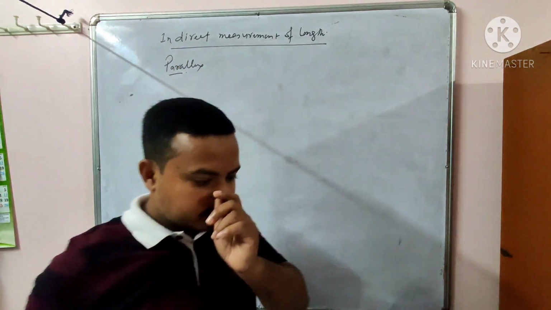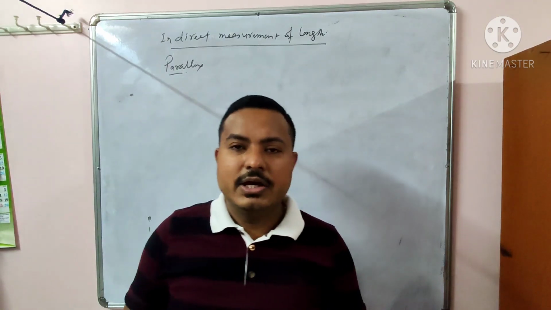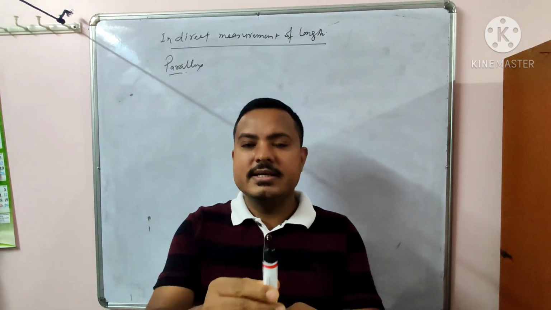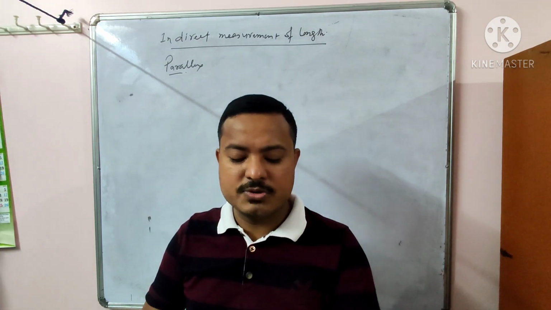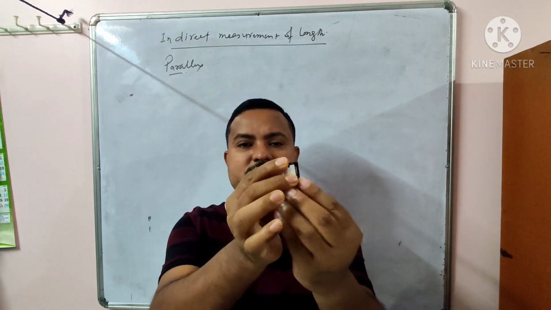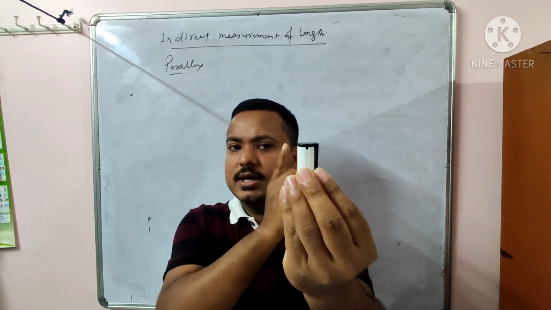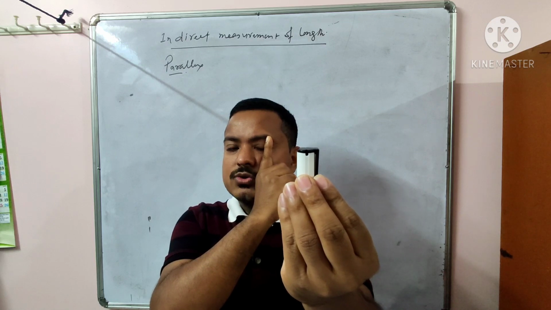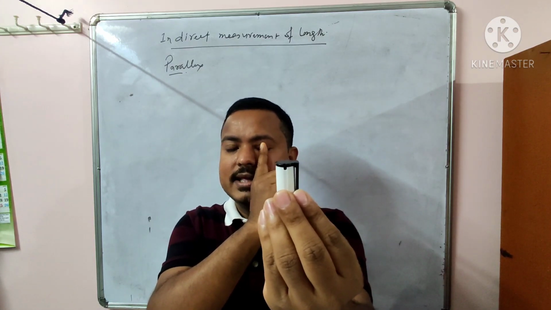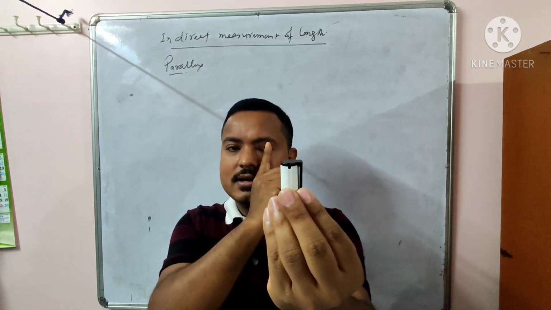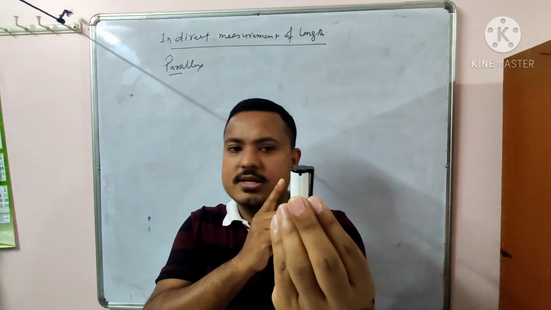Now, what do you mean by parallax? Imagine a stationary object fixed on a screen. First you focus with your left eye, then you focus with the right eye. Then what will you see? You will see there is a change in the position.